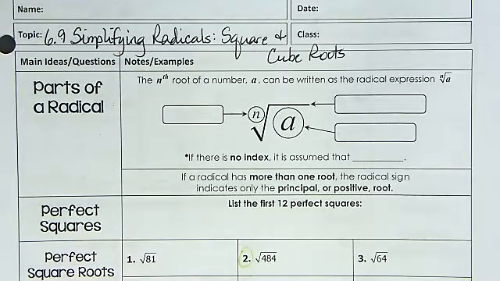Hello, guys. Okay, now we're going to do two sections from Unit 6 that we did not cover, that I pushed to later. This is simplifying radicals with square roots and cube roots. Okay, so we're going to start off.